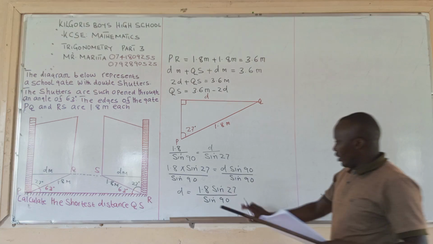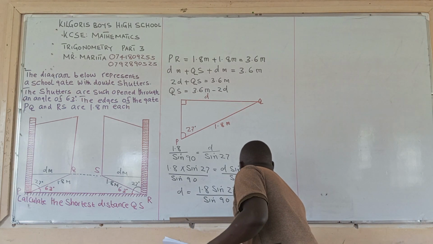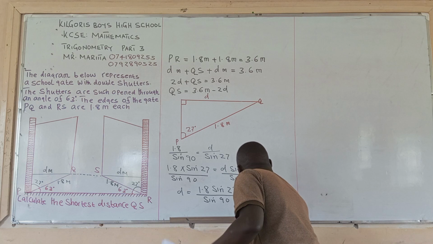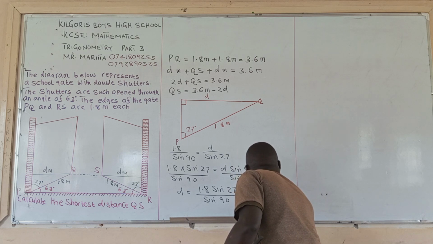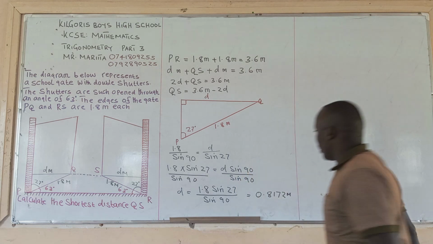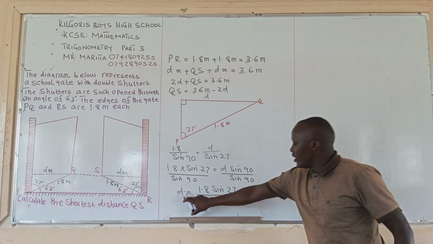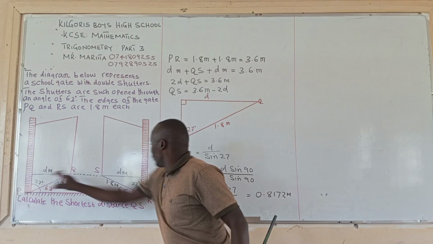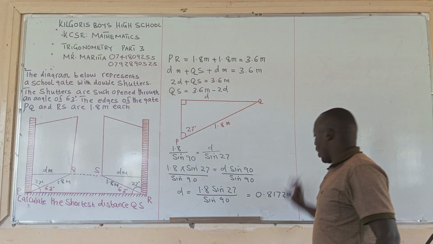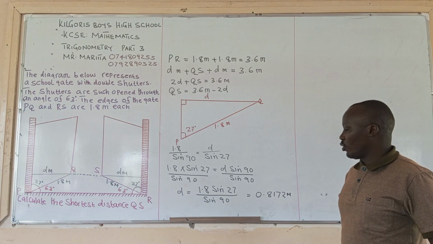So if you work this out, the value of d will be equivalent to 0.8172 meters. That is what we have. So this distance d is equivalent to 0.8172 meters.